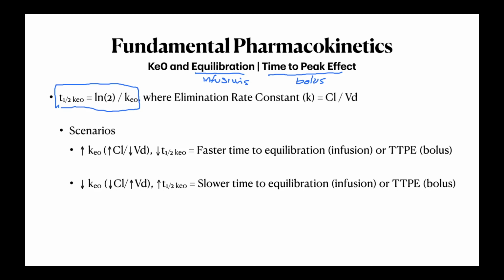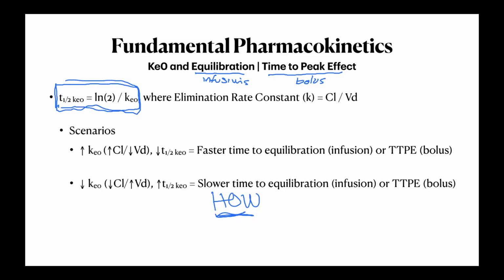And conversely, if you reduce the elimination rate constant of a drug, either through decreasing clearance or increasing the volume of distribution, you will increase the drug's elimination half-life, or increase the T1/2 KEO, and that will lead to a slower time to equilibration for an infusion, or time to peak effect with bolus dosing. And with this formula, such an important formula, we know the how.